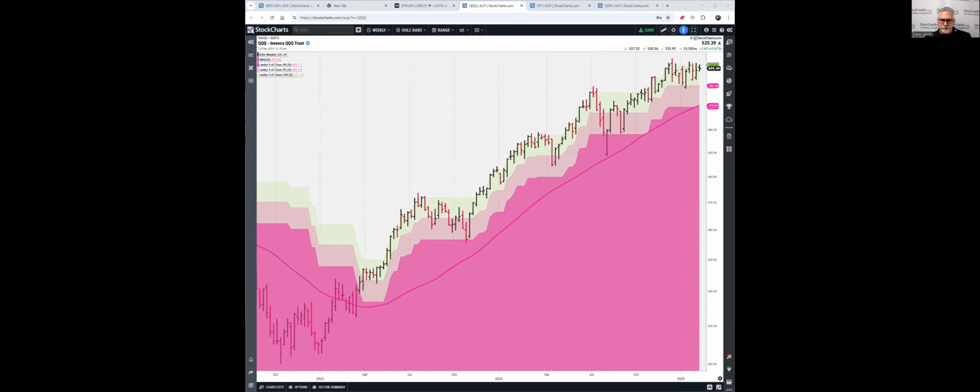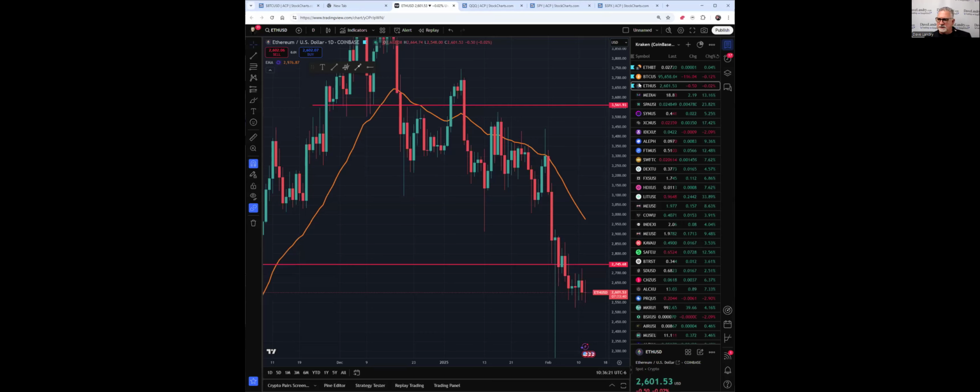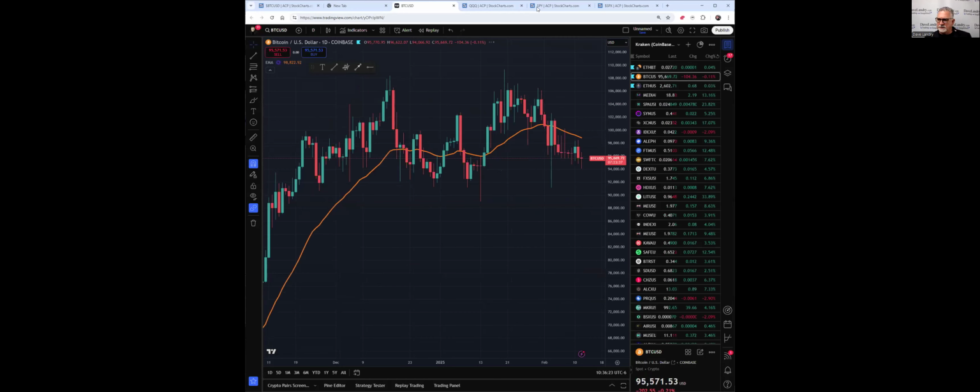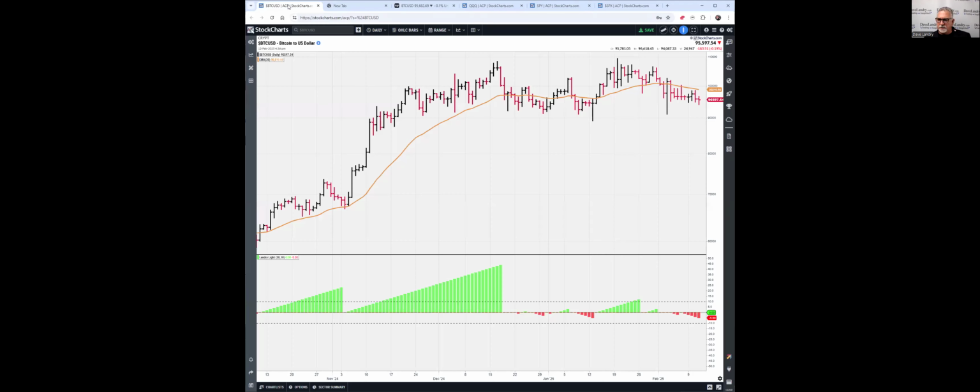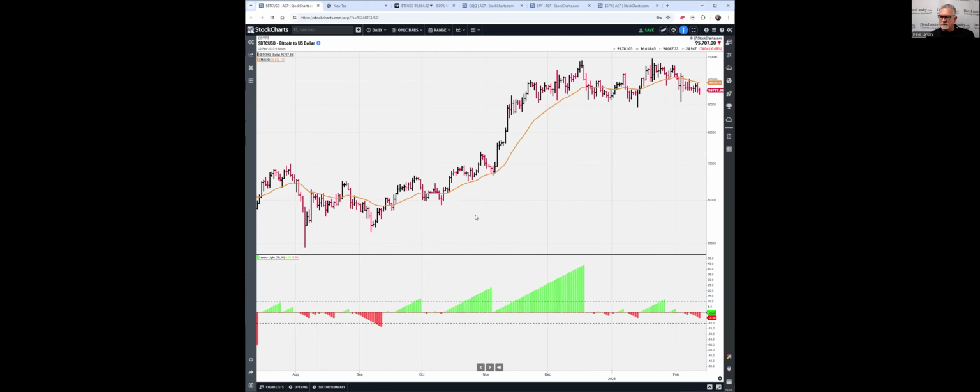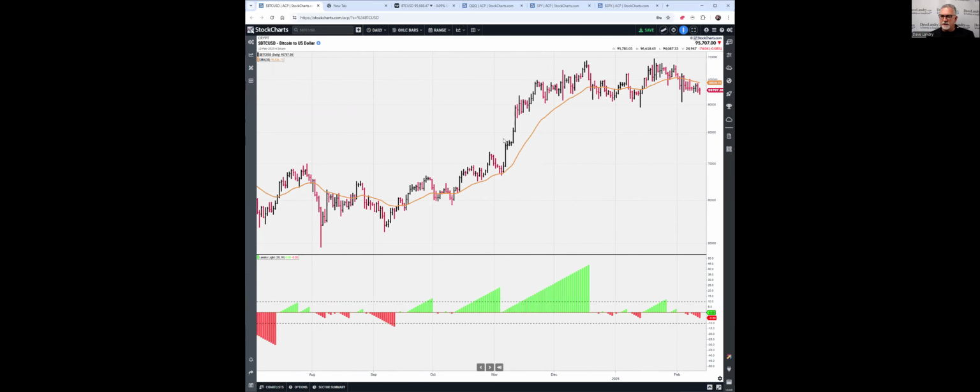Okay. Now, one thing I want to look at real quick is let's take a look at Bitcoin, and let's go back to the Landry Light on that one. Now, this is what I posted this morning on X. I talked about the fact that the Landry Light is chopping back and forth between green and red. So as a general statement, if it's green, the market is good. And one of my favorite patterns is what I call a Landry Light pullback.